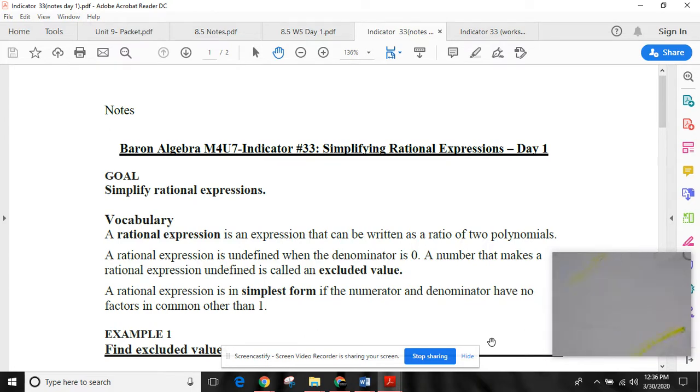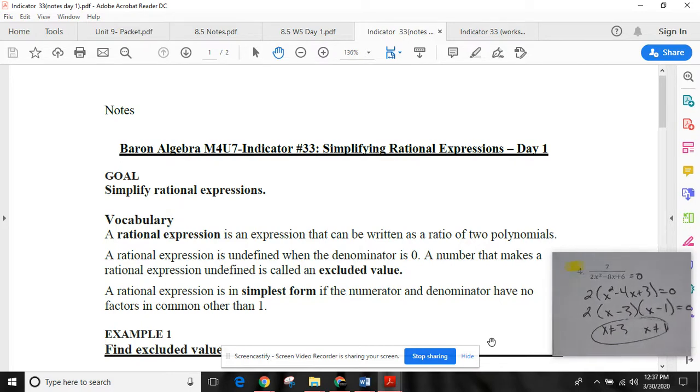Okay? Another one that I want to look at is if we slide over to number 4 off of indicator 33, day 1, again, set the denominator equal to 0. So what we could do with this is take out a GCF, x squared minus 4x plus 3, and then we could binomial factor this. So you get x minus 3, x minus 1, along with that GCF. It's quadratic, so we know there's two solutions. So here we'd say x equals 3 and x equals 1. And again, we'd want to exclude those. We don't want those values to happen because we don't want that denominator to be 0. Okay, so that deals with excluded values.